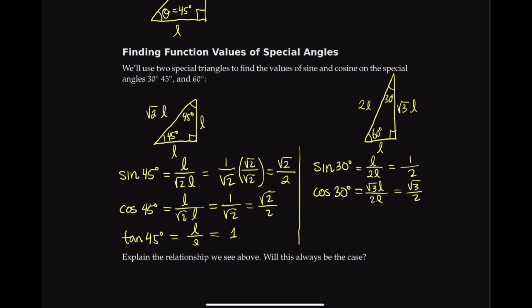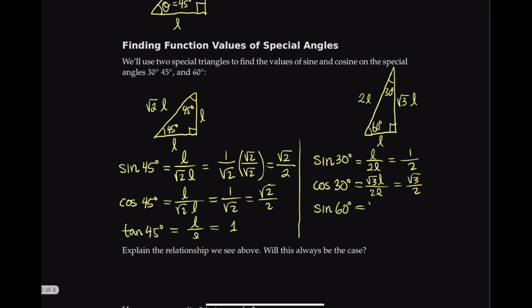Now we can also compute the sine and the cosine of 60 degrees. So the sine of 60 degrees is going to be what? We're going to do the opposite of 60 degrees over the hypotenuse. And that will give us what? That is going to be the square root of 3L over 2L, which again is square root of 3 over 2. And the cosine of 60 degrees is what? L over 2L, which is going to be 1/2.